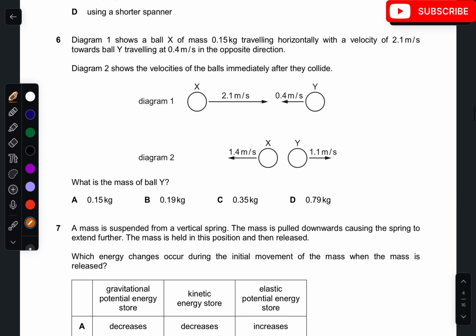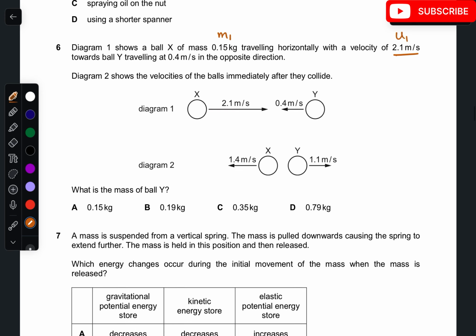In question 6, the diagram 1 shows a ball of mass 0.15 kg, let's call it m1, traveling horizontally with a velocity of this, let's call this u1, towards a ball traveling with a velocity of this, let's call this u2, in the opposite direction. Diagram shows the velocities of the balls immediately after they collide. What is the mass of the ball? So you have u1, you have u2, you have m1, you don't have m2.